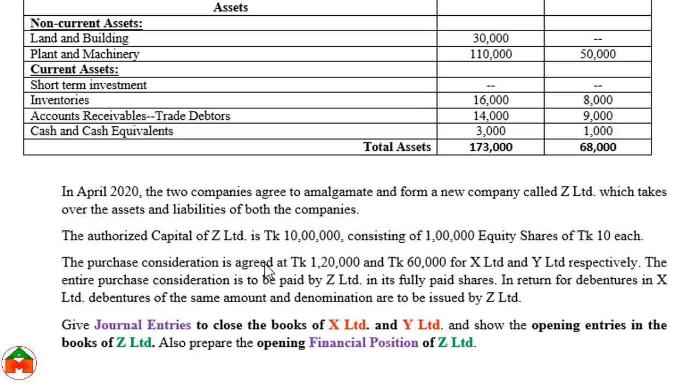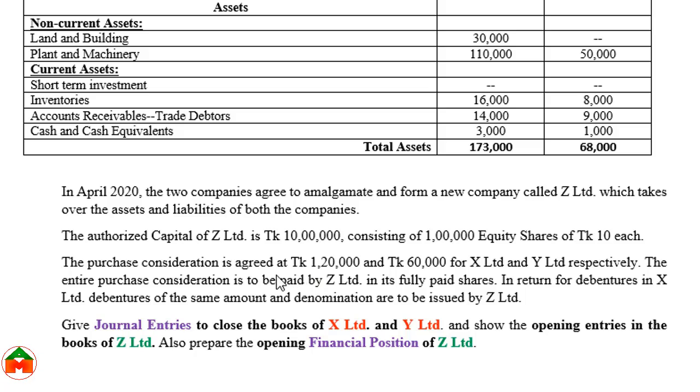The authorized capital of Z Limited is Taka 10 lakh, consisting of 1 lakh equity shares of 10 Taka each. That means the per share price of Z Limited is Taka 10, and the purchase consideration is agreed at Taka 1,20,000 and Taka 60,000 for X Limited and Y Limited. That means Z Limited will provide purchase consideration of Taka 1,20,000 for the X company and Taka 60,000 for Y company. The entire purchase consideration is to be paid by Z Limited in its fully paid shares.